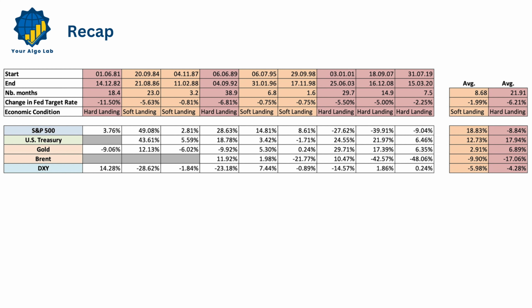To wrap it up, Brent crude tends to perform the worst during rate-cutting cycles due to decreased demand. The dollar is also expected to lose value as lower interest rates make it less attractive. Equities show mixed performance depending on the macroeconomic conditions. They perform well in soft landing scenarios, but generally lose value in hard landings. Gold benefits during rate cuts as lower rates reduce real interest rates, enhancing gold's appeal. US Treasuries emerge as the best performing asset in both types of rate-cutting cycles.